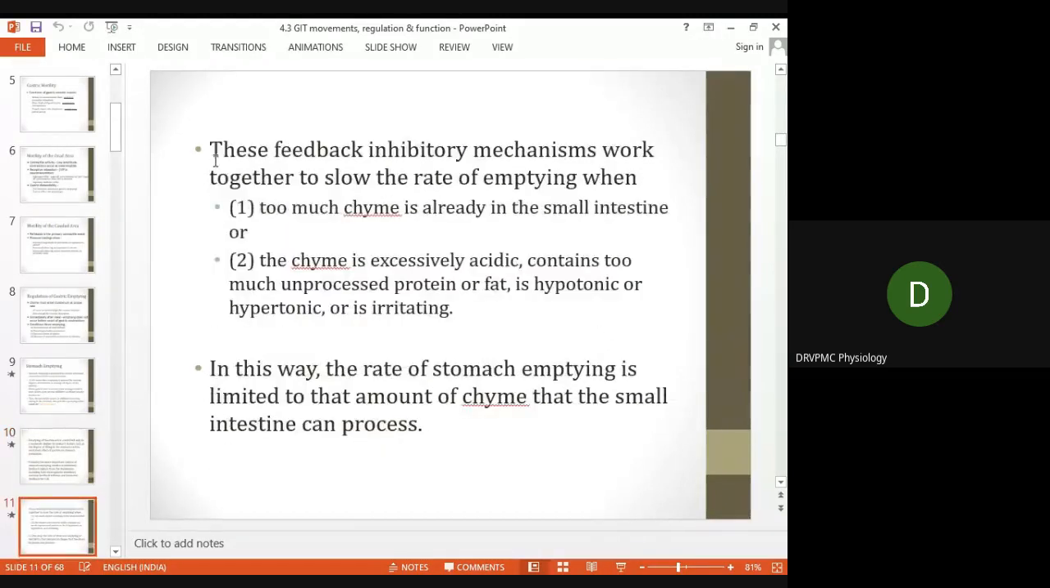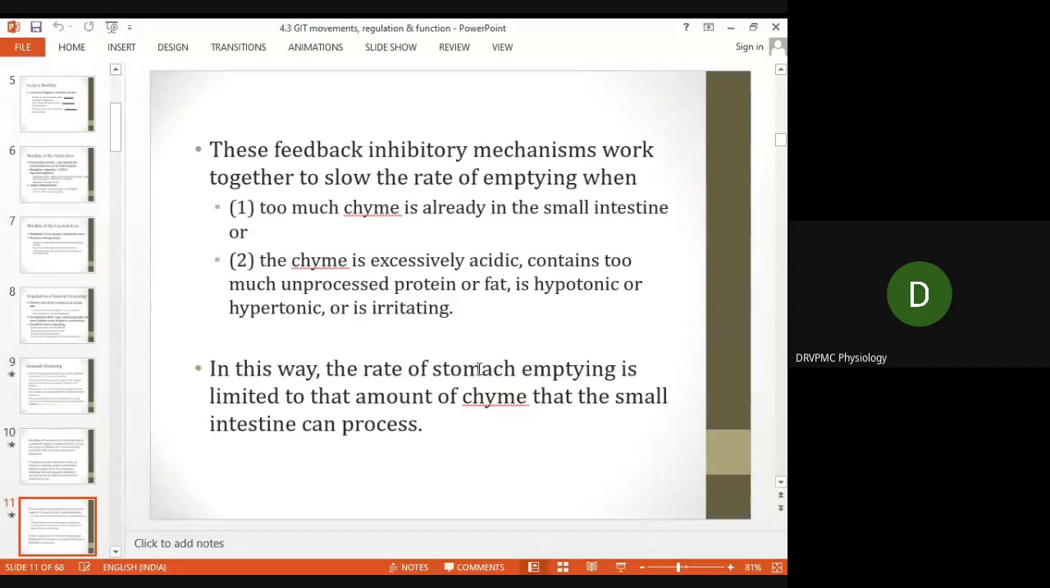Okay. Then these feedback inhibitory mechanisms work together to slow the rate of emptying when there is too much chyme already present in the small intestine, or the chyme is excessively acidic, or the chyme contains too much unprocessed protein or fat, is hypotonic, or it is irritating. Then the gastric emptying will be slowed. So this ensures that the food is absorbable in the small intestine in quantity and quality. Then only the chyme will be released into the duodenum.